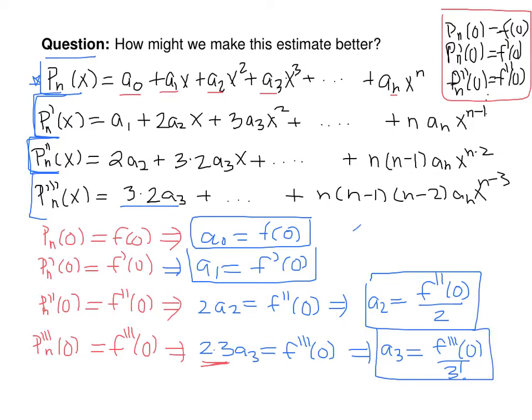And in general, a sub n, so the nth coefficient, will be equal to the nth derivative of your function f at 0 divided by n factorial. So that's the general formula for those coefficients.